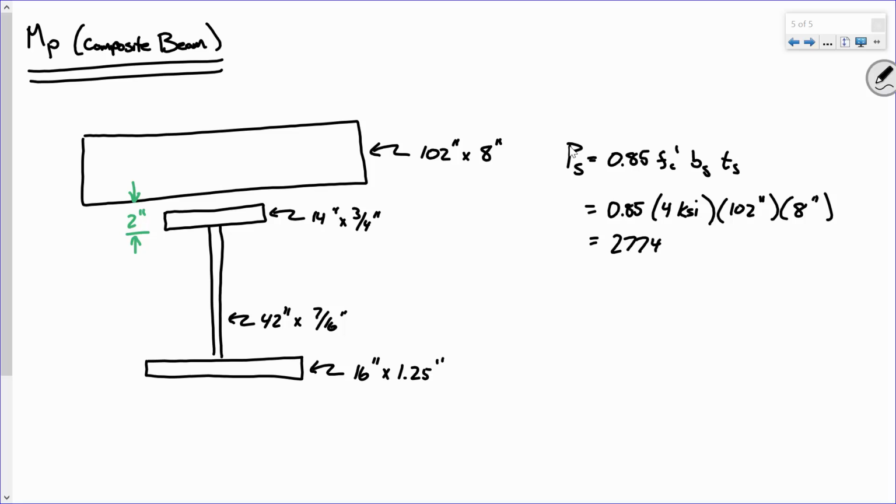2774 kips, right? Sound good? All right. Now for the compressive flange, let's just keep this simple. It's going to be 50 KSI, 14 inches, 3/4. And what is that? That's 3/4. I know that's a little weird. 525.